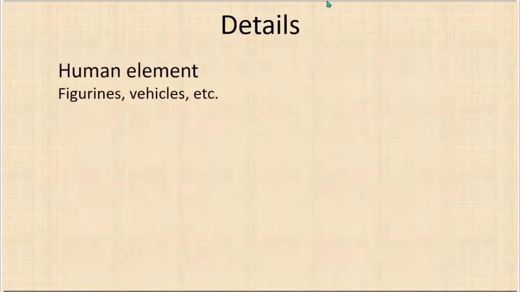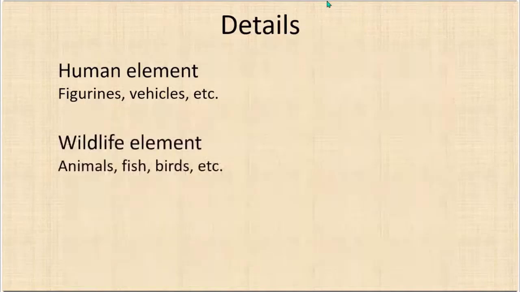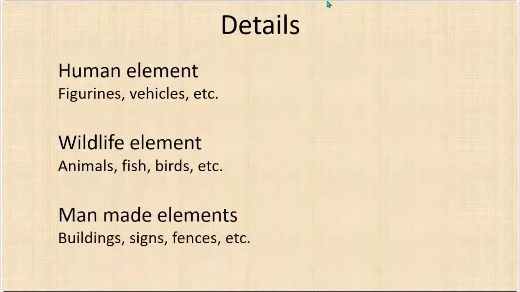Now, let's look at some details. You've got human elements, such as figurines, vehicles. You've got wildlife elements: animals, fish, birds, and man-made elements: buildings, signs, fences, etc. So let's take a look at some of the details that you will definitely see outside and you can incorporate into your layout.